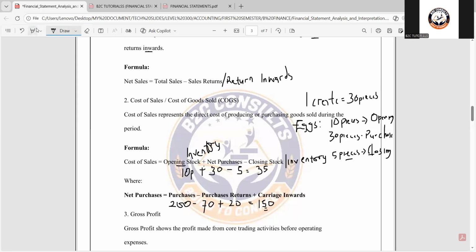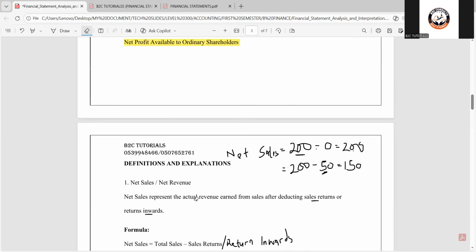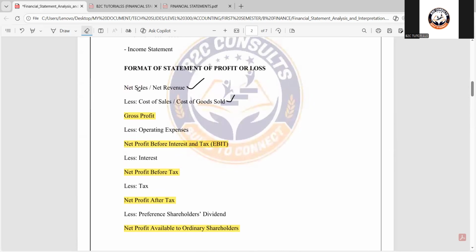However, if you don't incur any cost or you don't return any item, then the 200 cedis still remains as your net purchases. All right. Having said that, you can now understand fully what goes into net sales and what goes into cost of sales. So cost of sales, we've established, is opening inventory plus net purchases minus closing inventory. Then the question is, what is net purchases? You now come and look at it, but it depends on the question that has been given you.